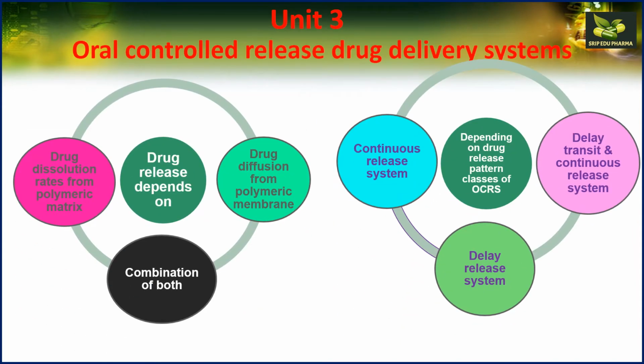In the third unit we have to study oral controlled release drug delivery systems, and in this we will be studying various types of oral release systems like dissolution rate control systems, diffusion rate control systems, then continuous release systems, and many more. In this way, complete oral release we will be studying in Unit 3.